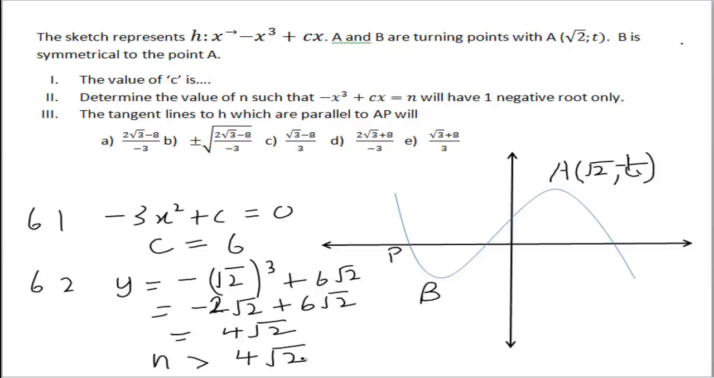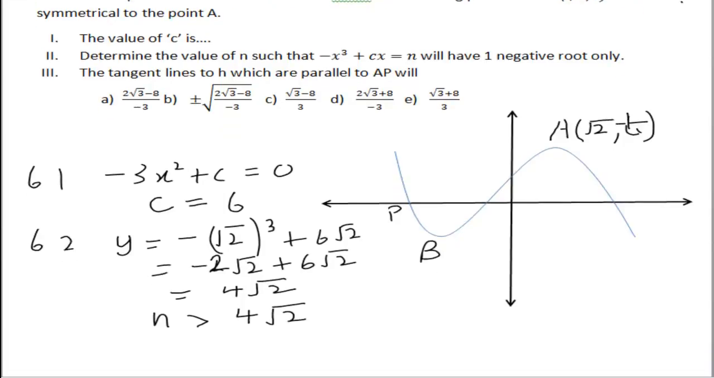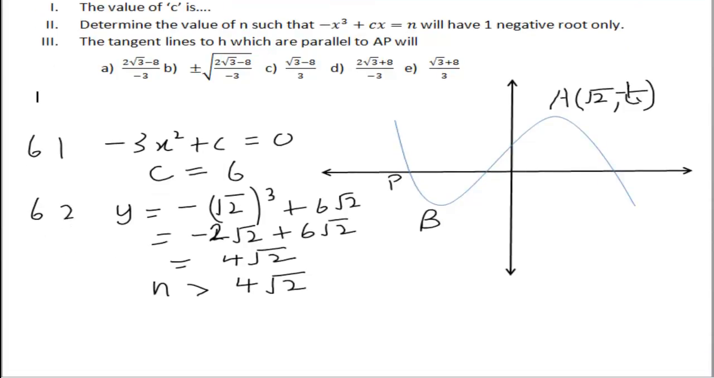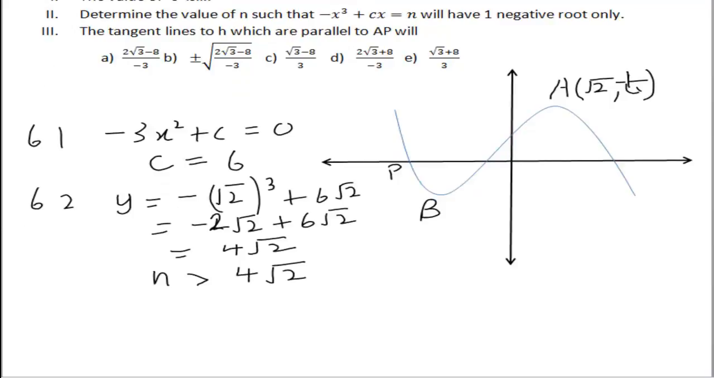And then we've got number 6.3, which says that the tangent line to h is parallel to AP. The tangent line h parallel to AP really means that the gradients are equal. The gradient would be equal.